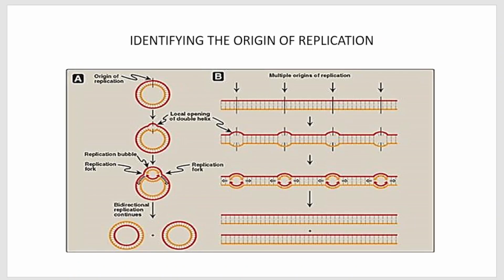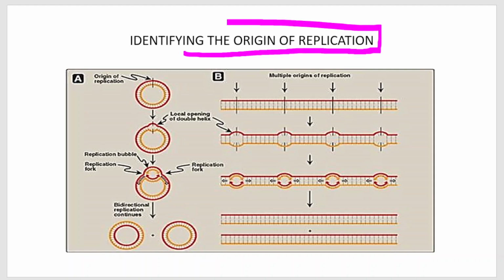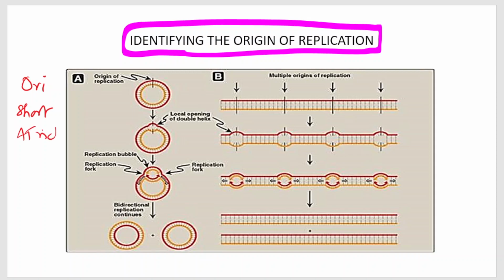Now, what is the first step? For DNA replication to take place, first the replication origin has to be identified. So one site has to be identified, and that site is called the ORI. So the origin of replication, or the ORI, is first identified. So how is it identified? It is a short AT rich segment.